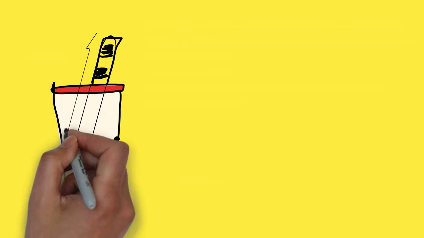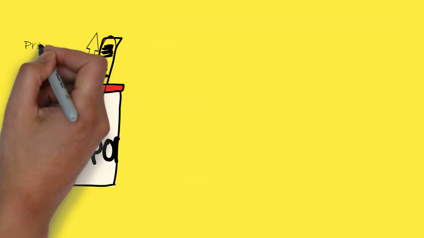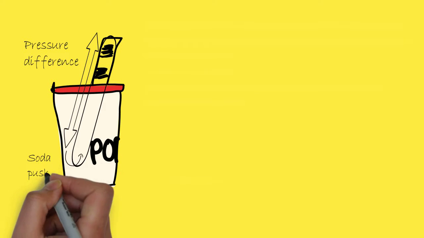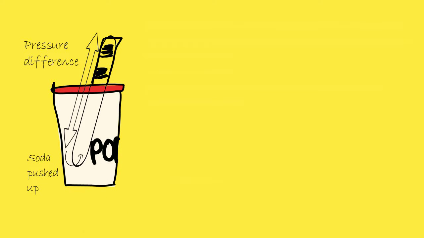When you sip soda through a straw, you are utilizing the simplest of all suction mechanisms. Sucking the soda up causes a pressure drop between the bottom of the straw and the top of the straw. With greater fluid pressure at the bottom than the top, the soda is pushed up to your mouth.